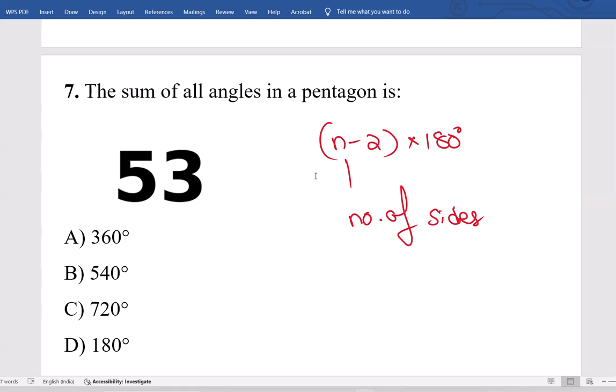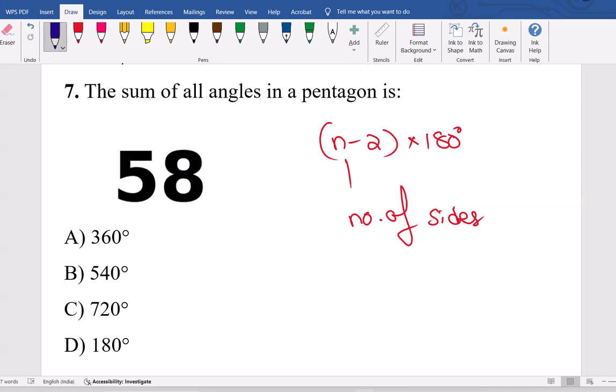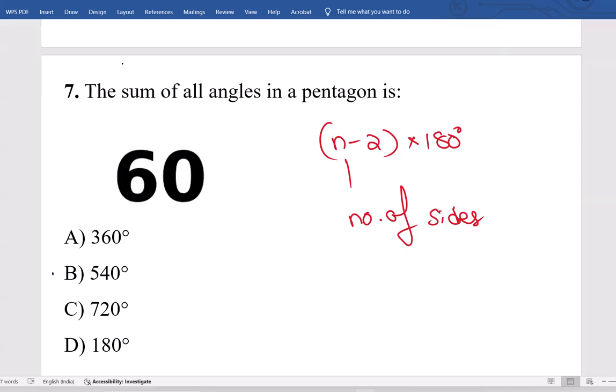If this is a decagon, what might be your answer? Decagon. Many would say 1080, double of 540. It's not. It's 10 minus 2 into 180, 1440. A lot of people have that wrong perception. Pentagon was 540, and they assume decagon should be double as the number of sides is double, so they go for 1080. No. 10 minus 2 into 180, 8 into 180, 1440. Not double of pentagon.